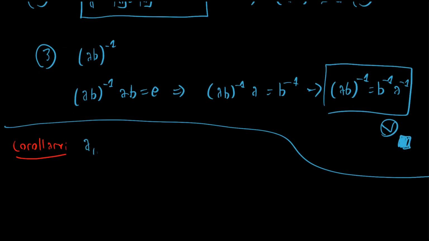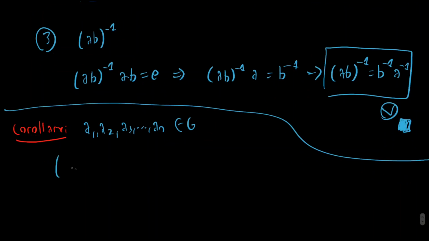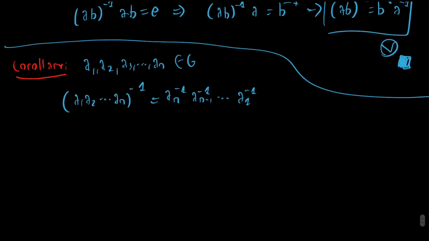And well, if we have A1, A2, A3, up to An that are elements of a group, and if we take the inverse of A1 times A2 up to An, then this will be equal to An to the minus 1 times A(n-1) to the minus 1, up to A1 to the minus 1. So how can we prove this? We can prove it by induction.